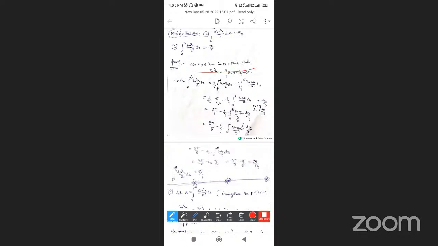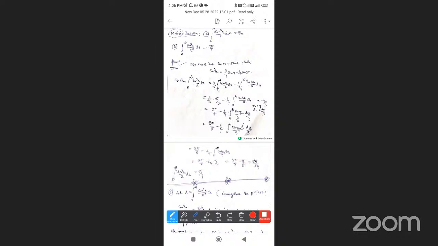Intermediate level: sine 3x is equal to 3 sine x minus 4 sine cube x. So sine cube x is equal to 3 by 4 sine x minus 1 by 4 sine 3x. Substituting into the integral from 0 to infinity of sine cube x by x dx gives 3 by 4 integral of sine x by x dx, whose value we already found is pi by 2, minus 1 by 4 integral of sine 3x by x dx.